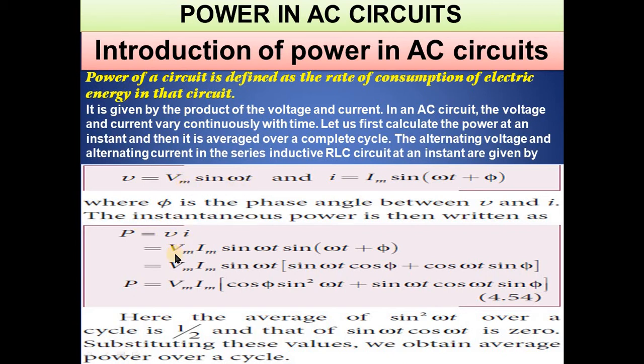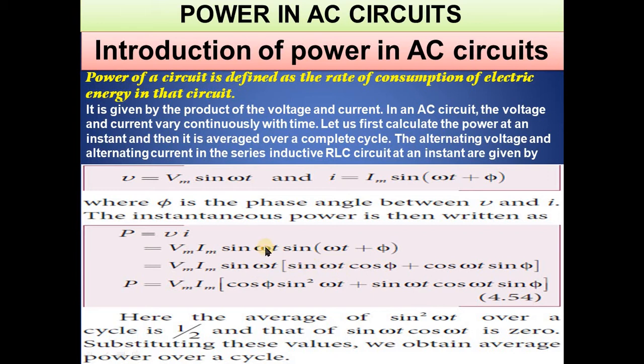Substituting V = Vm sin ωt and I = Im sin(ωt + φ), we obtain P = Vm Im sin ωt sin(ωt + φ). Here we use the formula sin(A + B) = sin A cos B + cos A sin B. So P = Vm Im sin ωt (sin ωt cos φ + cos ωt sin φ).